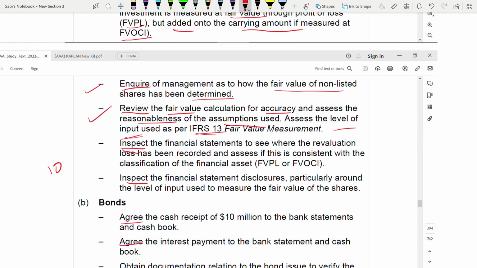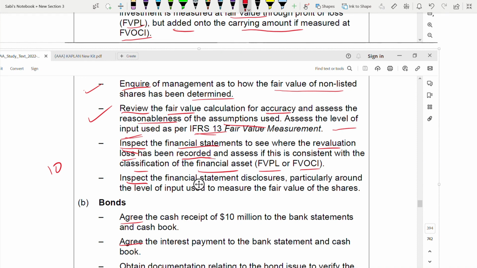Okay, next. Now inspect the financial statement. Why? To see the revaluation loss. To see where the revaluation loss has been recorded. Is it in profit and loss or other comprehensive income? And assess if this is consistent with the classification of the financial asset. Remember, investment in shares is a financial asset.